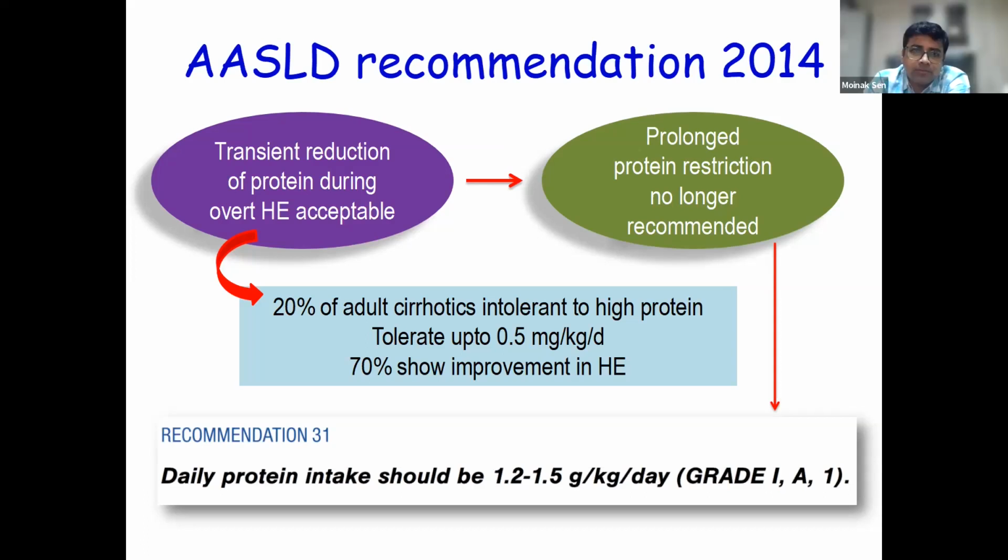So you have to give them a transient reduction of protein so that the patient doesn't go into overt hepatic encephalopathy. And thereafter, when he comes out of this hepatic encephalopathy, you don't need to give prolonged restriction of the protein. That's no longer recommended. You have to give them at least 1 to 1.5 grams per kg per day of protein.